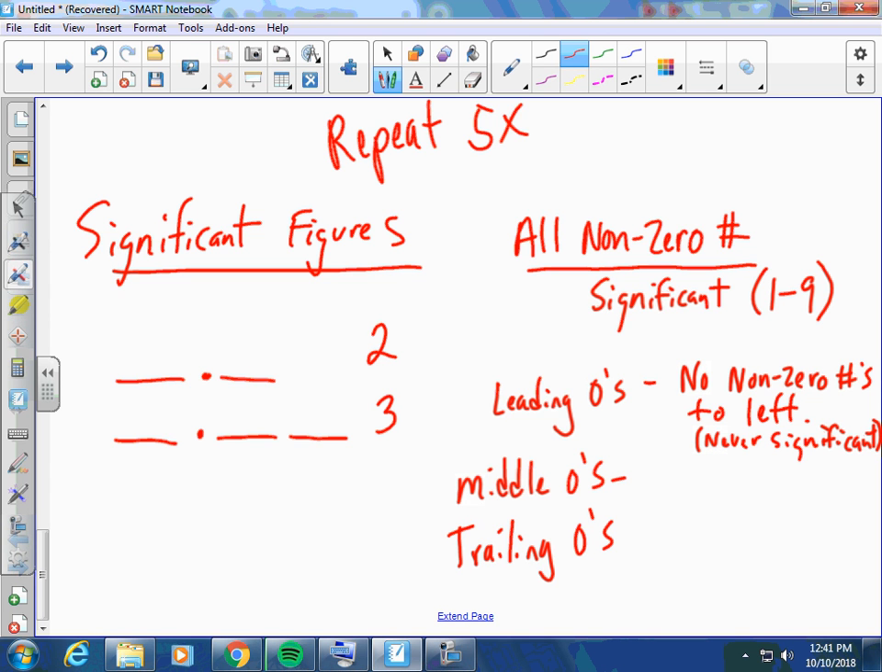All right, middle zeros mean non-zero somewhere in the number to the left and right. I should really do this differently.